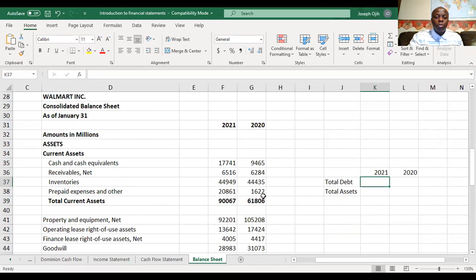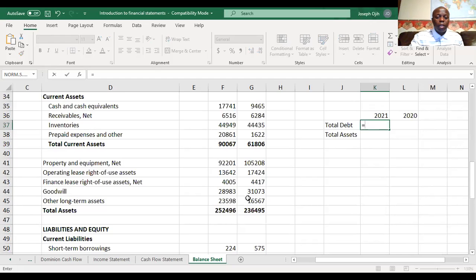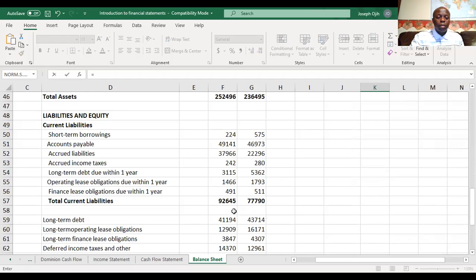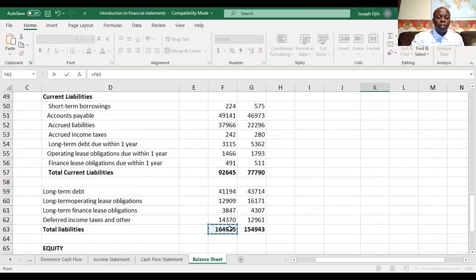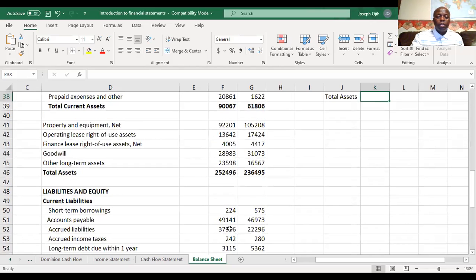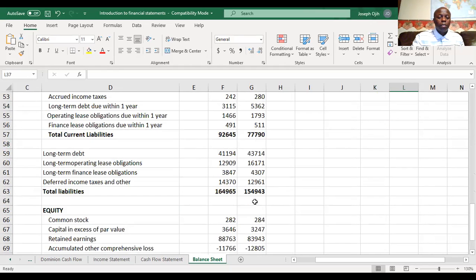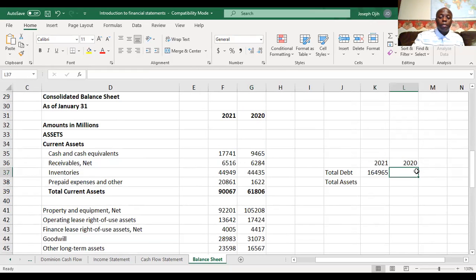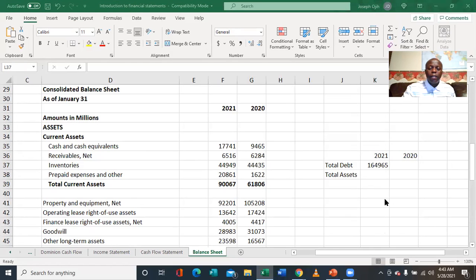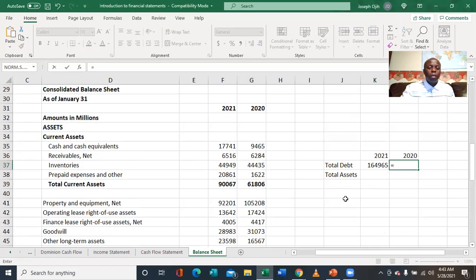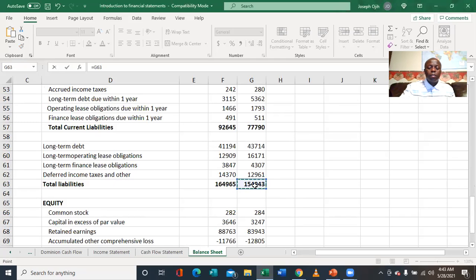Now, total debt for 2021 for Walmart equals, let's see, the total liabilities here. Okay. Then for 2020, total liabilities is, I'm gonna put it right here. Make sure you're seeing this. Okay. Right. Equals total debt, total liabilities is this.